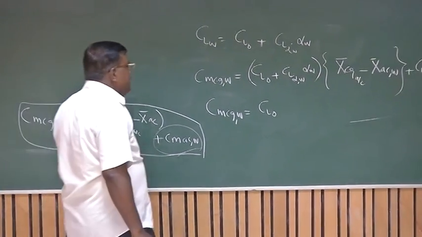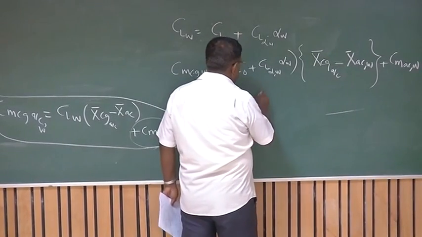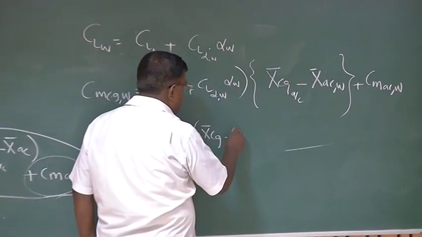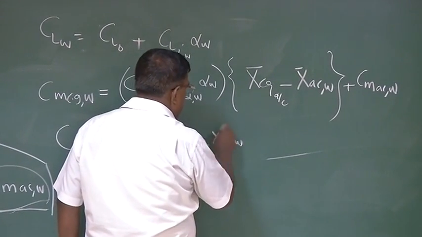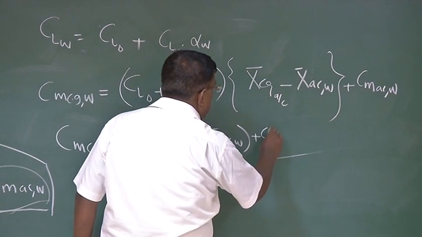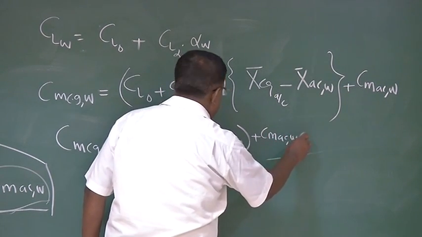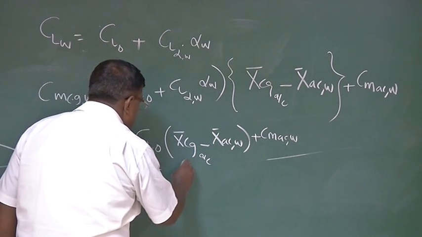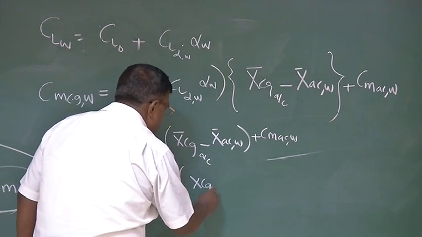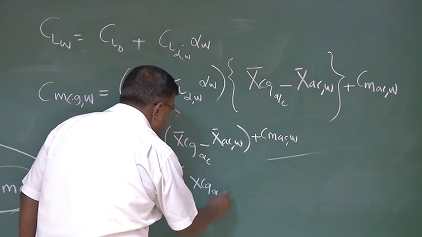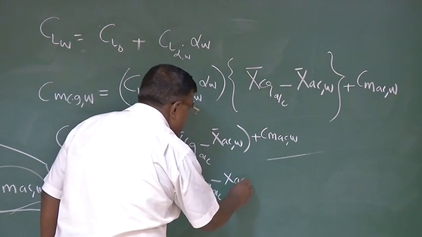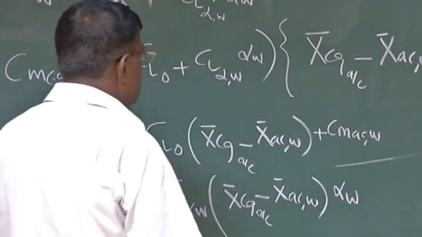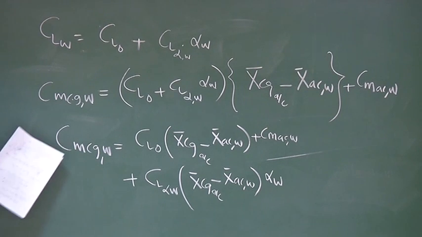So if I do this, what do I get? CL naught into XCG of the aircraft minus X AC of the wing, plus CM AC of the wing, I put as one term, plus CL alpha of the wing into X CG of the aircraft minus X AC of the wing into alpha W. Right? Look at this expression clearly.